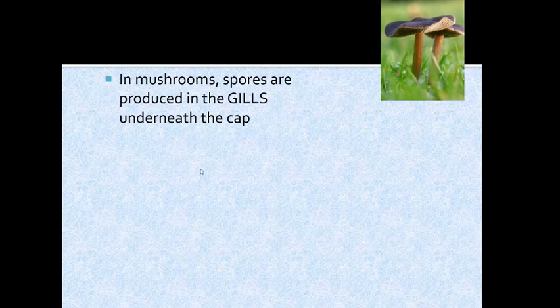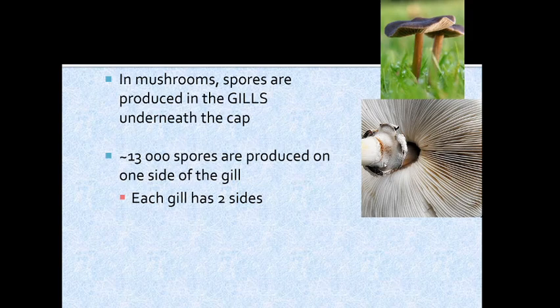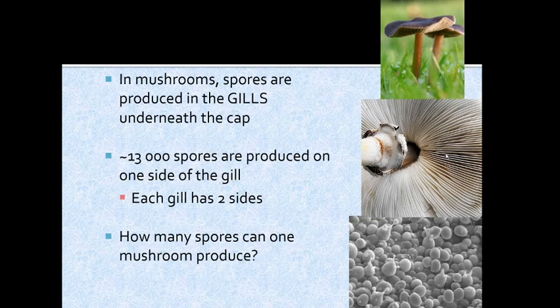In mushrooms, spores are produced in the gills underneath the cap here. Okay, 13,000 spores are produced on one side of the gill. Each gill has two sides. So the gill is here. Count the number of gills there. How many spores can one mushroom produce? Okay, you can look it up.